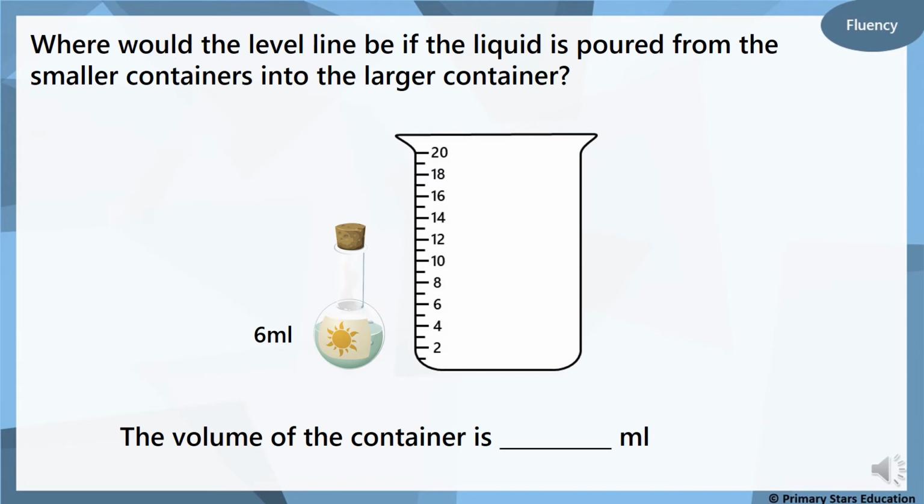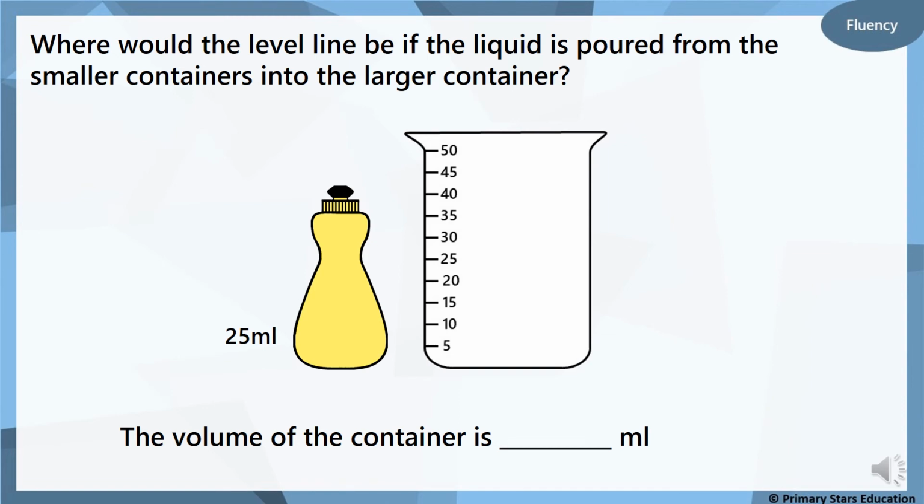Where would the level line be if the liquid is poured from the smaller container into the larger container? So you can see that bottle there and it has got 6 millilitres in it. You can have a look at the jug that's on your screen. You can always have a little point with your finger as to where you think the level line will be when the liquid is poured in. Okay, and the volume of the container is 6 millilitres. Did you get that one right?